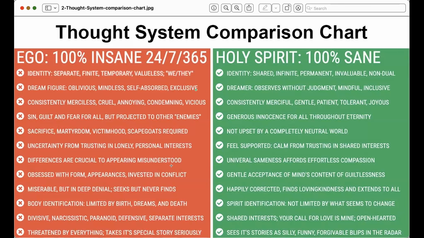And then the next one, the ego says that we're a dream figure. It wants us to identify with the projection that we've made into the world from our mind, and tells us that ideas can leave their source. It's mindless, oblivious, self-absorbed, and it's very exclusive. It wants to think that it's special. And the Holy Spirit says, no, actually, you're not the dream figure, you're the dreamer. And you can observe the dream without judgment, being mindful and inclusive. And that inclusive forgiveness and inclusive identification is then what helps us be truly compassionate to ourselves and each other.